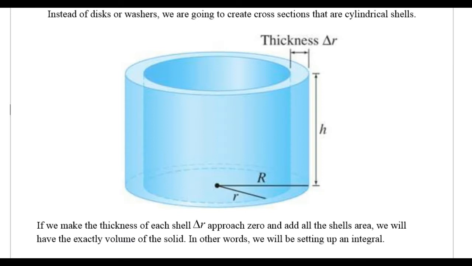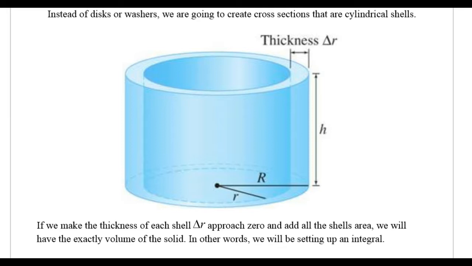So the bottom line is that instead of disks or washers, we are going to create cross sections that are cylindrical shells. So here's an example of a shell. So you can see that it looks like a cylinder, and this particular cylinder has a thickness, and we're going to call that thickness delta R. So of course the cylinder also has a height, and because it's a cylinder with a cylinder carved out of it, this example has a big radius and a small radius.